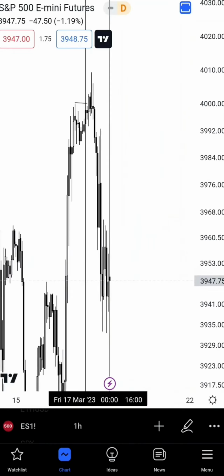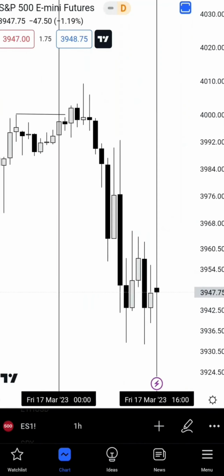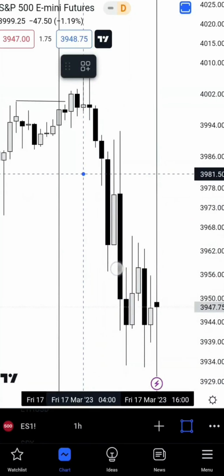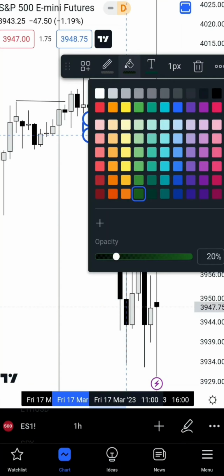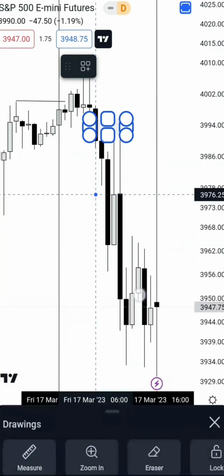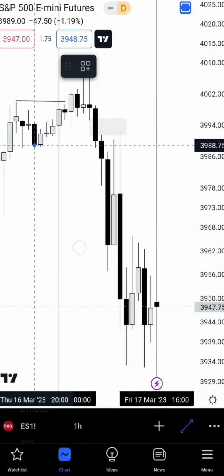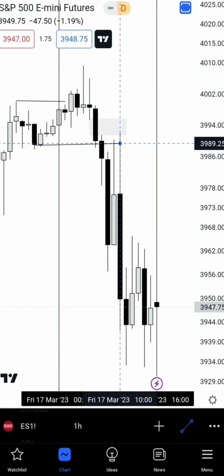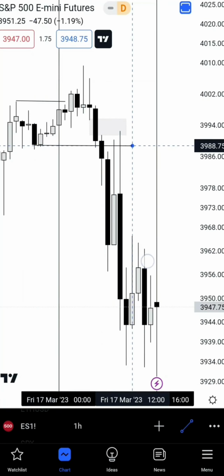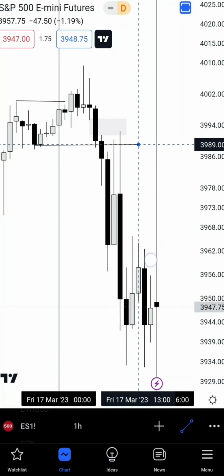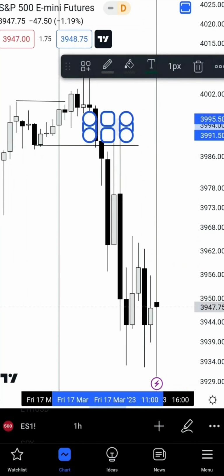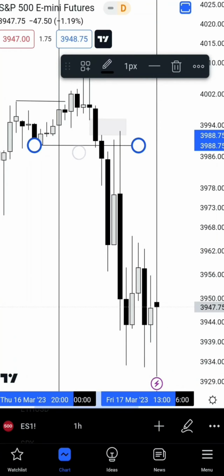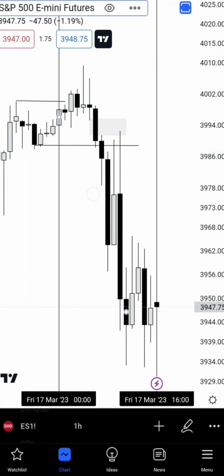I forgot to mention that after this decline we had produced an hourly fair value gap right here, and a breaker. So we have the famous unicorn model. I don't like those names. I like to have a simplistic, basic, bare bones approach. None of that nonsense. Doesn't resonate with me.